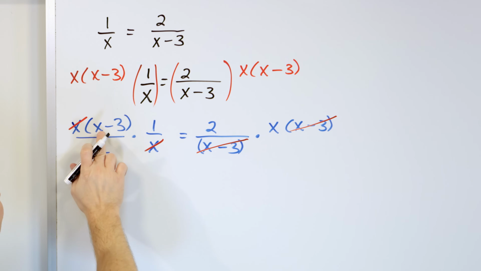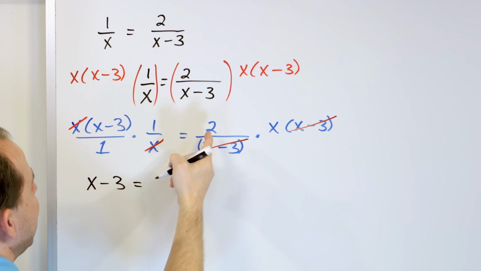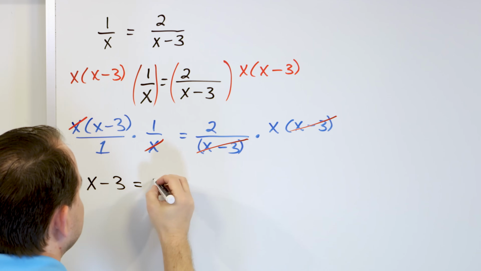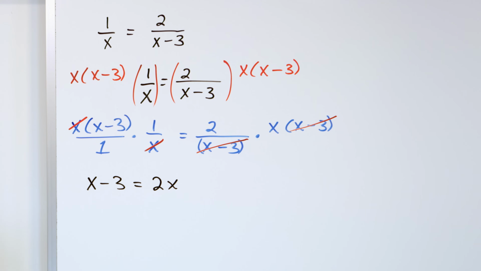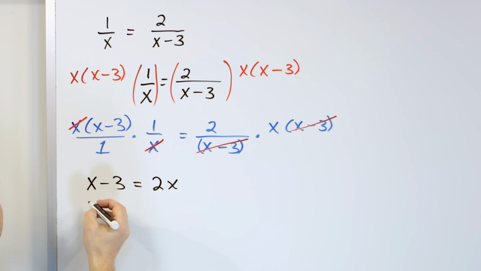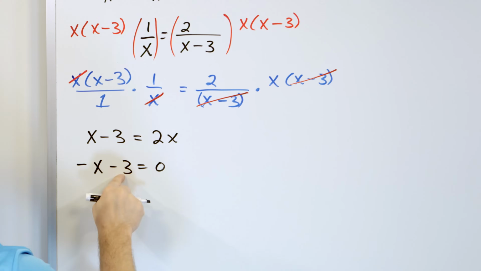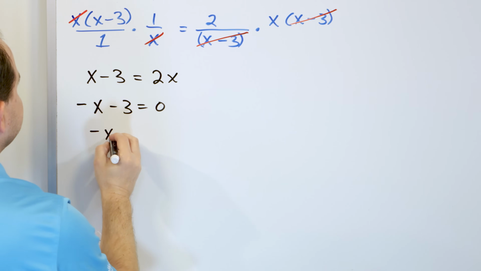So on the left, we have x minus 3 times the number 1, which gives you x minus 3. On the right, we have 2 times the x. That's all that's left. Now look how simple this equation is to solve. You can, of course, solve that very easily. Let's take the 2x and move it over here by subtraction. So I have 1 minus 2, so it'll give you negative 1x minus 3 is equal to 0. We'll take the 3 and move it over here, so I have negative x is equal to positive 3.